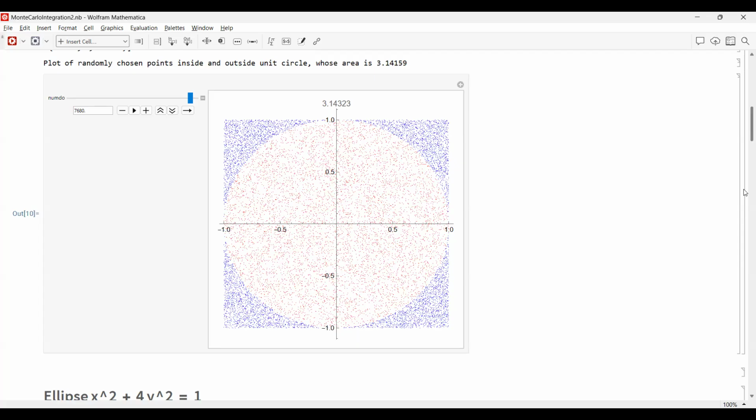Who knows the area of an ellipse? x over a squared plus y over b squared equals 1.